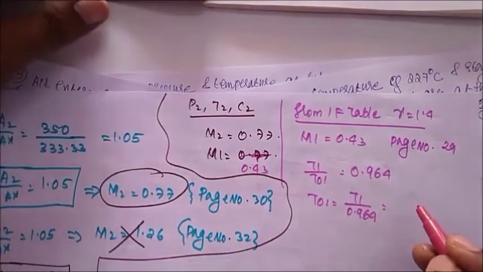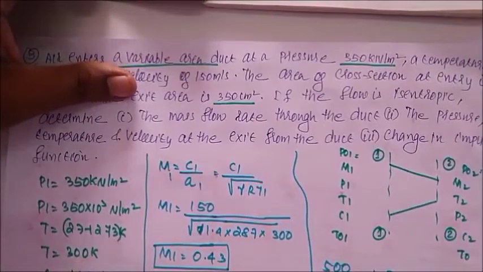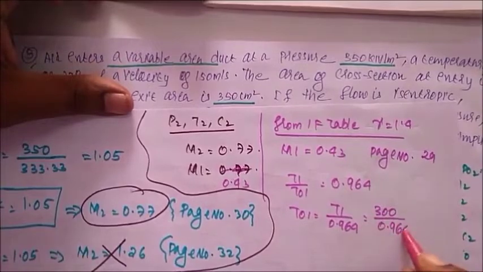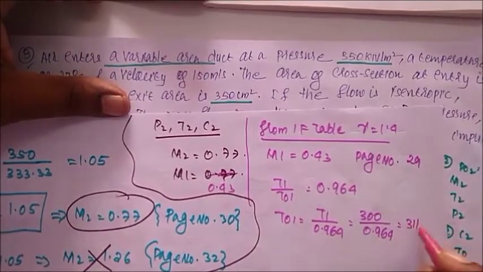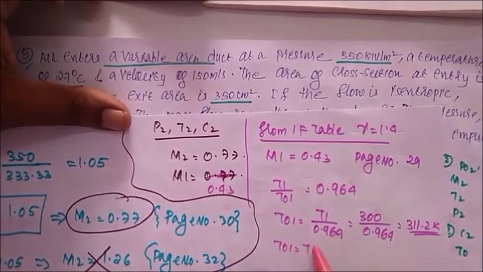What is the value of temperature at the inlet? Temperature at the inlet, T1, is 300 Kelvin. That is 300 divided by 0.964, which is approximately 311.2 Kelvin. We know that T01 is equal to T02, that is equal to 311.2 Kelvin.